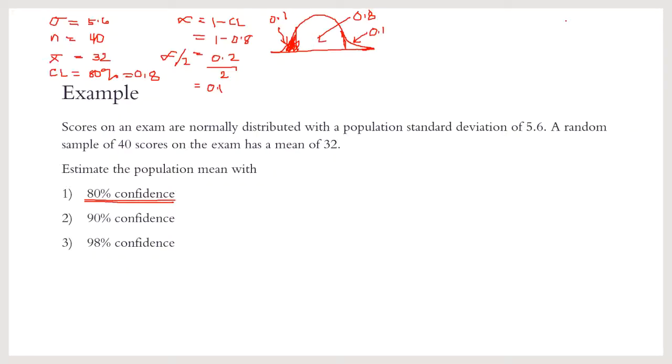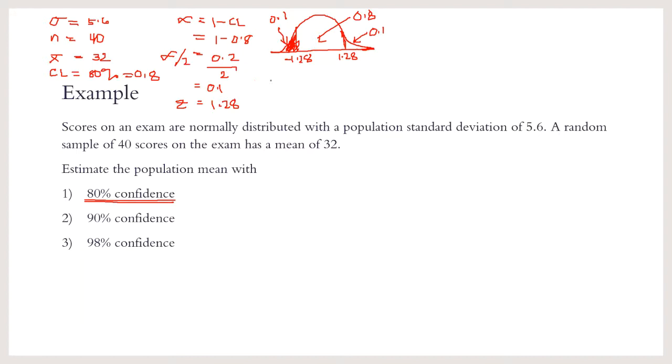And since our figure is symmetric, this is negative 1.28 and the other one is positive 1.28. So our z-score now is 1.28. Let's just drop the negative sign, so we just use the absolute value of our z-score.